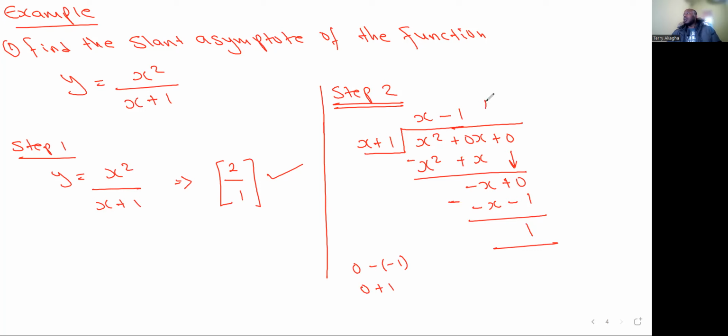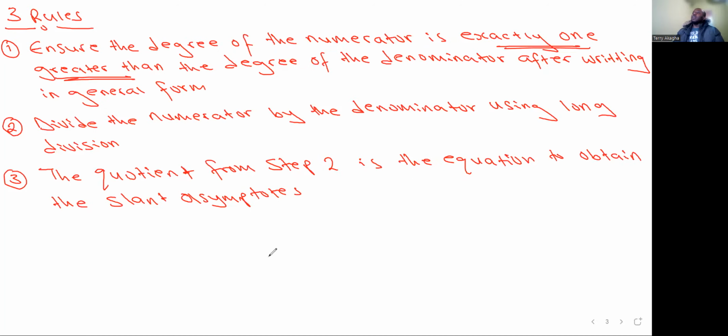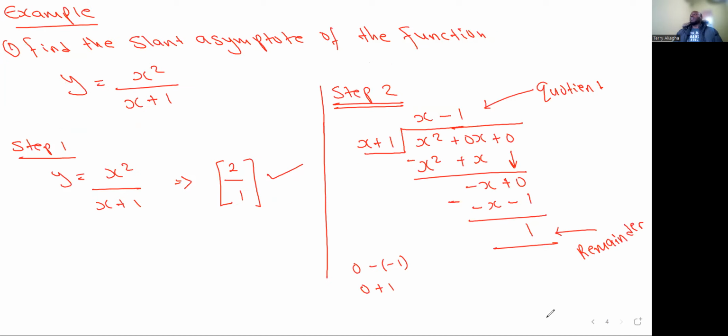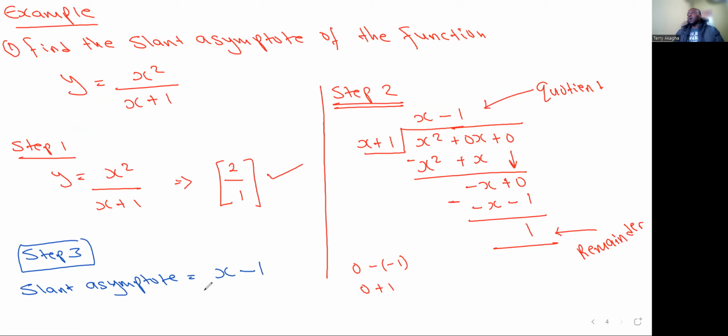So that is it. We've gotten it. Remember, this is now the quotient, and this here is the remainder. We talked about this earlier. All right, so the next one, they said the quotient from step 2 is the equation to obtain the slant asymptote. So that means the quotient here, let's call that step 3. We've got to step 3 now. The equation for the slant asymptote will be equal to x minus 1. And that will be the answer for the equation of the slant asymptote.